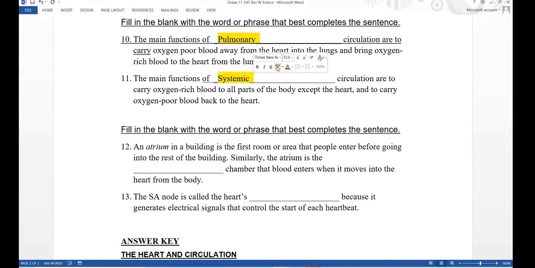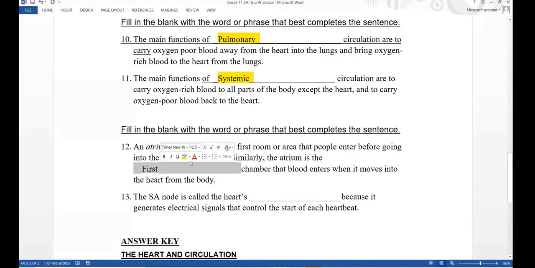Now number 12, an atrium in a building is the first room or area that people enter before going into the rest of the building. Similarly, the atrium is the dash chamber that blood enters when it moves into the heart from the body. So which chamber is it? It is the first chamber wherein the blood enters the heart. So you can call it the first chamber.